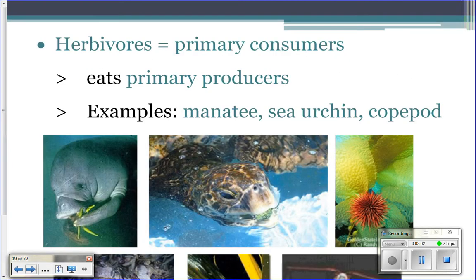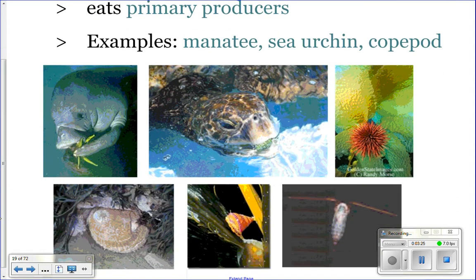Herbivores, we call primary consumers. So you have primary producers and then you have primary consumers. These are the things that are going to be eating the primary producers. They like salad. They eat all of the primary producers, and that's all that they eat. So manatees just eat seagrass. Here's our little picture of our manatee eating seagrass. Our sea turtle eating turtle grass. Urchin eating kelp. They're eating the primary producers. So they're the first consumers, the first things that are eating the primary producers.